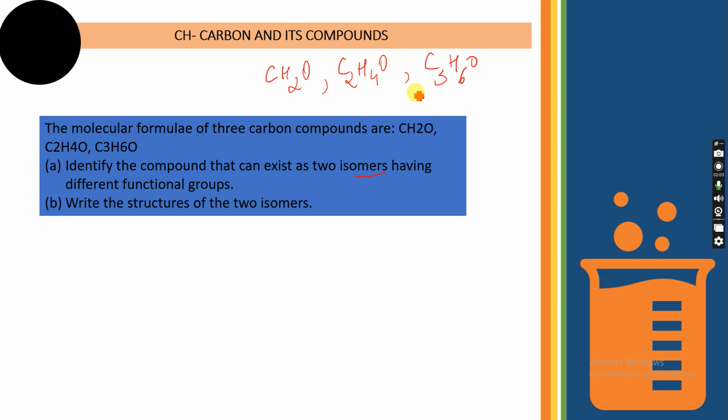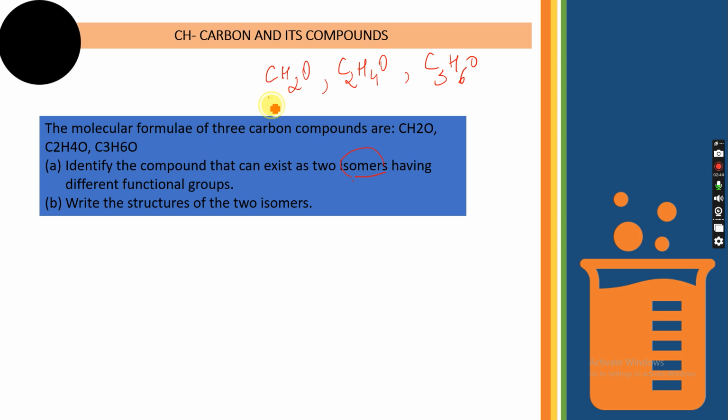Also write the structures of those two isomers. One key thing about isomers, as I said in my previous video, is that in order to have isomers, there cannot be fewer than 3 carbon atoms, because of the structural arrangement of atoms. So the number of carbons has to be more than 2. Anything less than 3 cannot have isomers, because the carbons cannot arrange themselves with fewer than 3 carbon atoms. If you know that concept, you can easily identify the answer from these three.